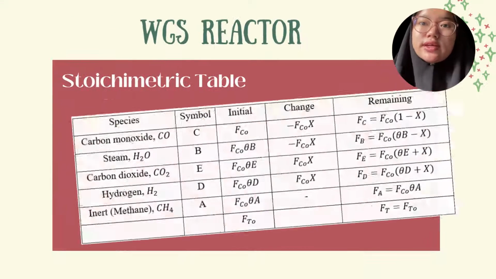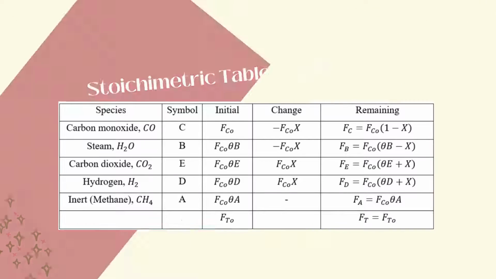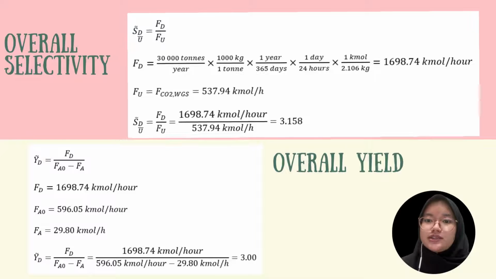For the WGS reactor, the same step is applied as the SMR reactor to calculate the volume. The values such as flow rates, temperature, and pressure are substituted accordingly. Finally, the overall selectivity and yield of H2 is calculated. The selectivity obtained is 3.158. Next, for the overall yield, the yield obtained is 3.